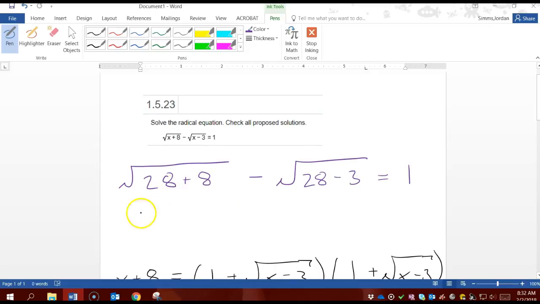So 28 plus 8 is 36, right? So the square root of 36 is 6, and 28 minus 3 is 25, and the square root of 25 is 5. And 6 minus 5 does in fact equal 1, so we're good to go. We're pretty confident that 28 is our answer. Alright, so I hope that helps. If not, let me know.